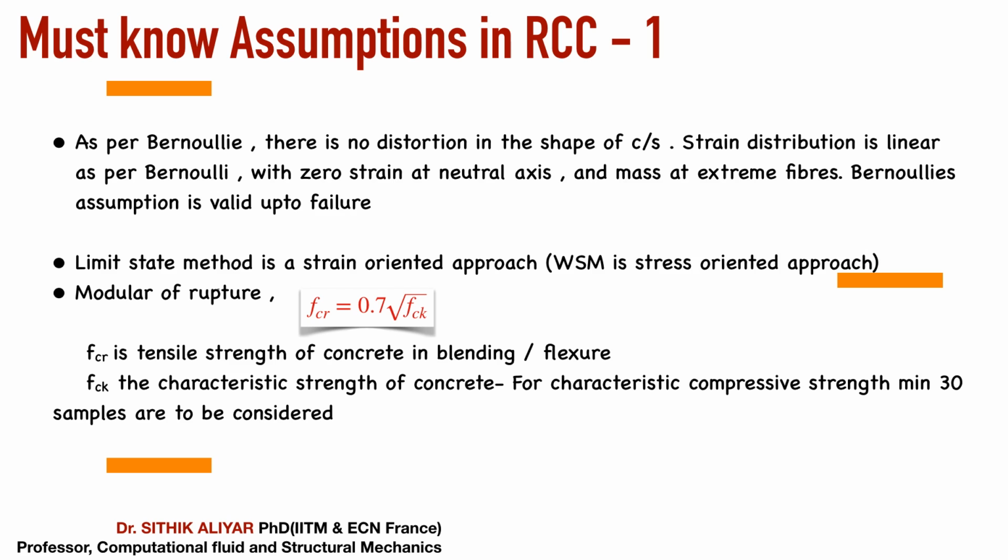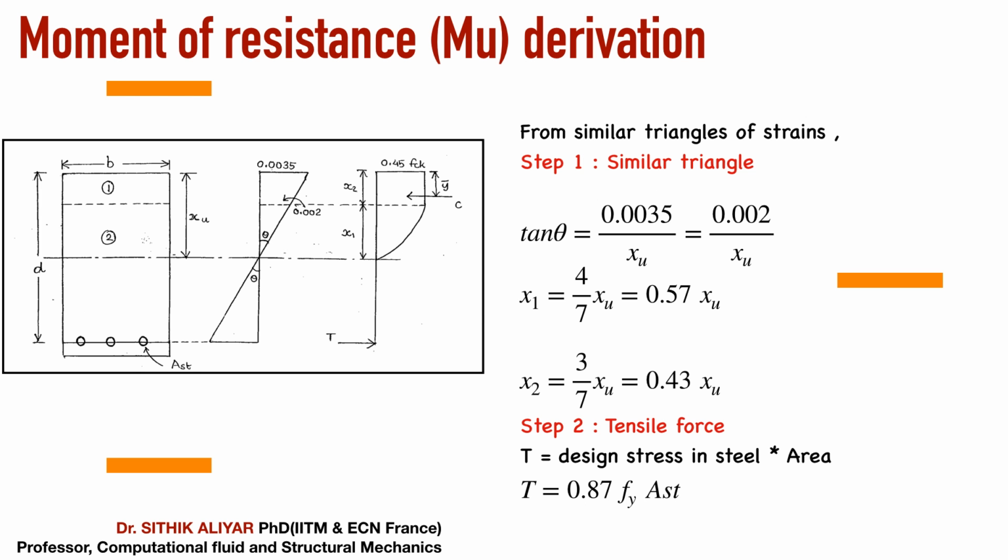The second assumption is that limit state method is a strain oriented approach. And even in working stress method, let me show you one more time. You see this figure, the second figure is a triangle, looks like a linear line. Even in working stress method, the third figure is a stress diagram and the second figure is a strain diagram. Even the third figure looks like triangles. So it was upper and lower triangles even in the strain diagram.